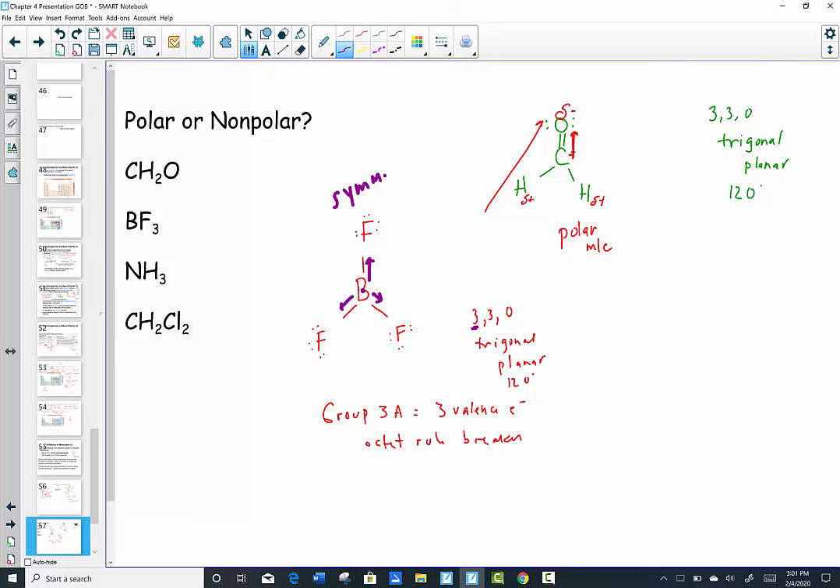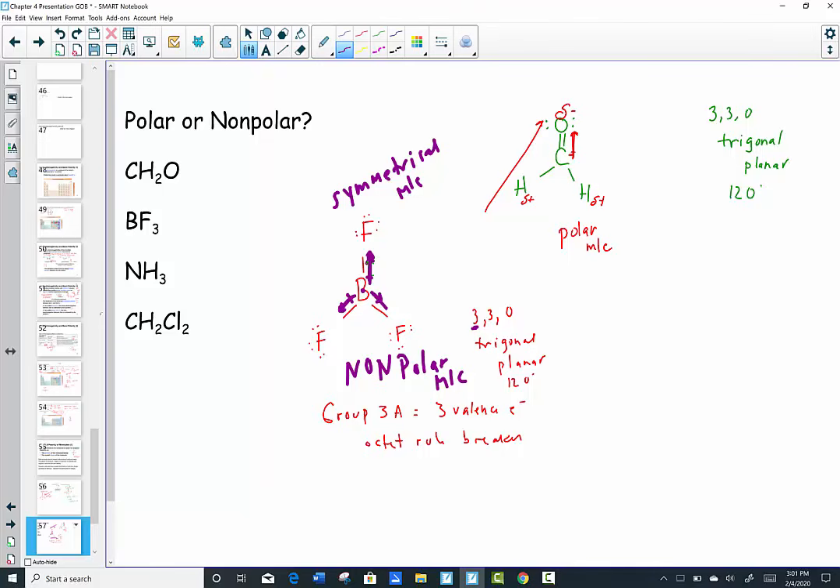This is a very symmetrical molecule. Nothing interesting to look at from any other direction. It's all equal distribution. So this is a nonpolar molecule. Now let me emphasize, these are still polar bonds, right? These are still bonds that have an unequal distribution, but in all directions.